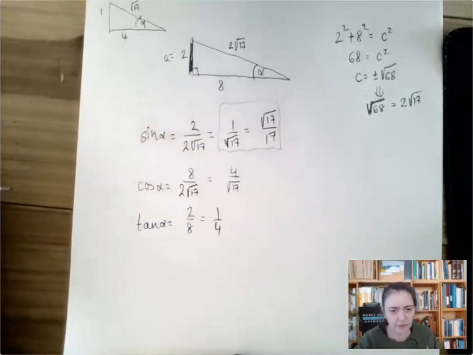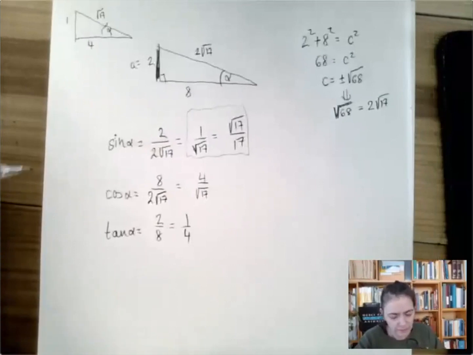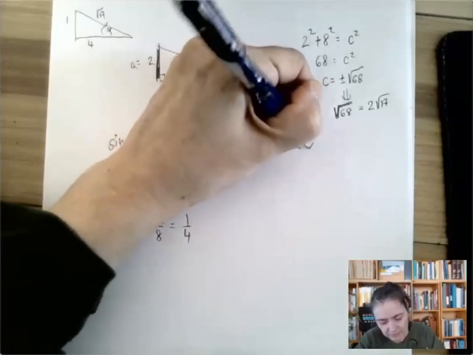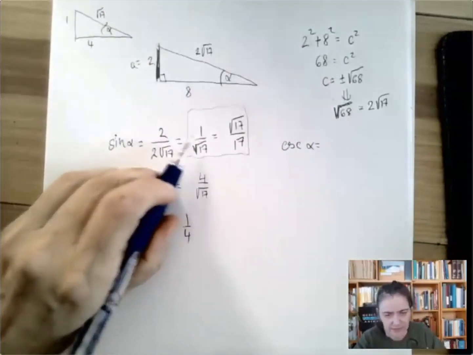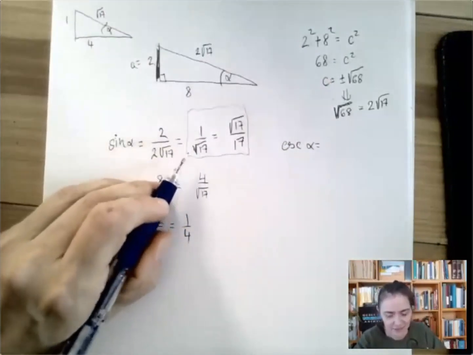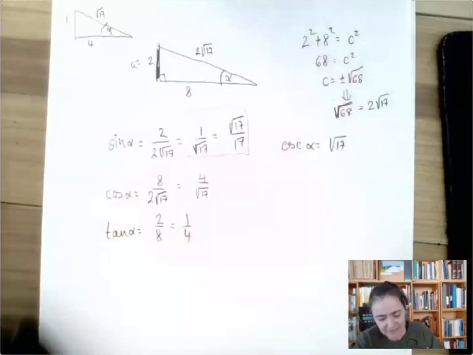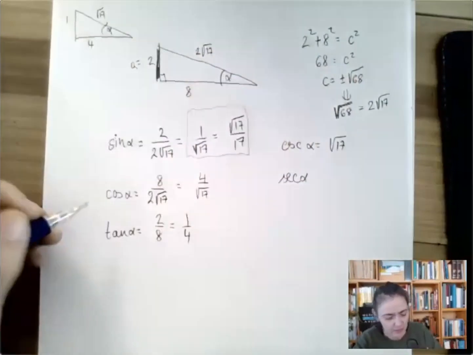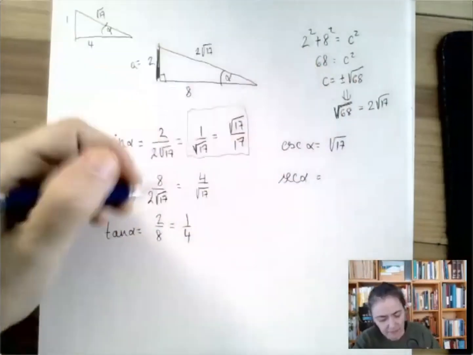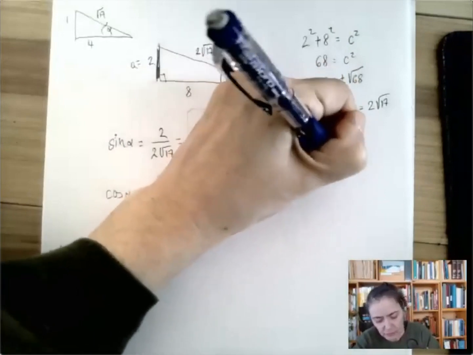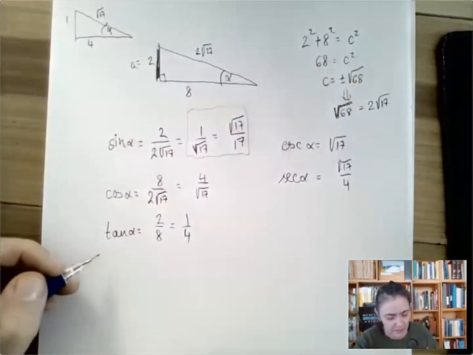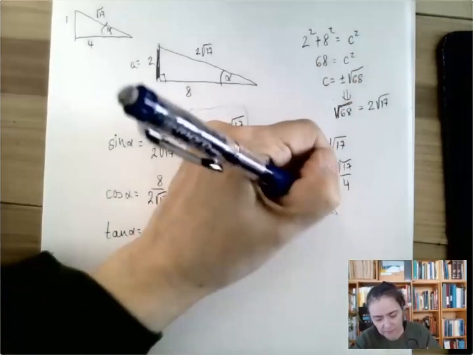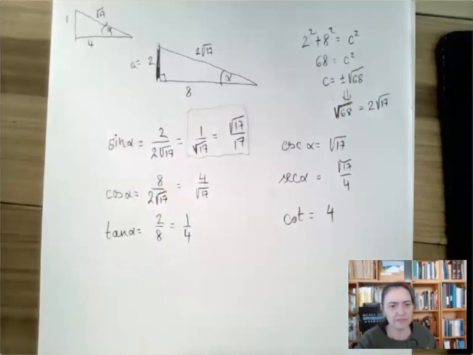And now for the reciprocals. The reciprocal of sine is cosecant. Cosecant alpha is the reciprocal of this one, and this is easier to handle. Take the reciprocal. The secant is the reciprocal of cosine. That will be square root of 17 over 4. And the reciprocal of tangent is cotangent. 4 over 1 is just 4. So there we have it.